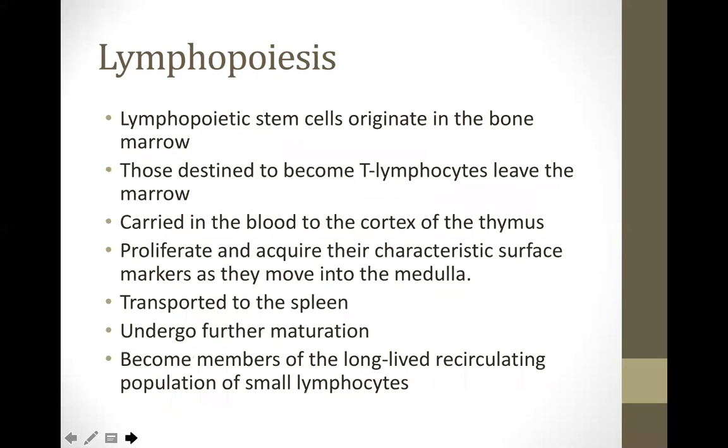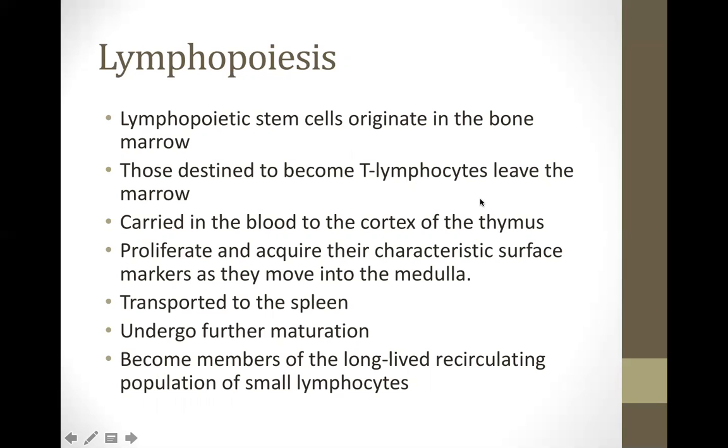Okay, so lymphopoiesis. Lymphopoiesis is the formation of your lymphocytes. They originate in the bone marrow as well. Those destined to become T lymphocytes will leave the bone marrow. Look, T lymphocyte, ayaw niya sa bone marrow. Saan siya pupunta? They are carried in the blood to the thymic cortex. So, tandaan nyo lang, kapag T lymphocyte, T ayon nila sa B, which is the bone marrow. Ang T lymphocyte pupunta siya sa T, thymus.